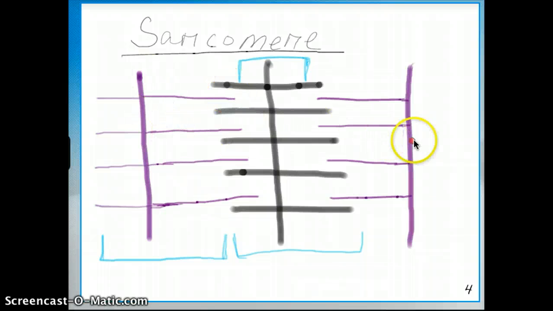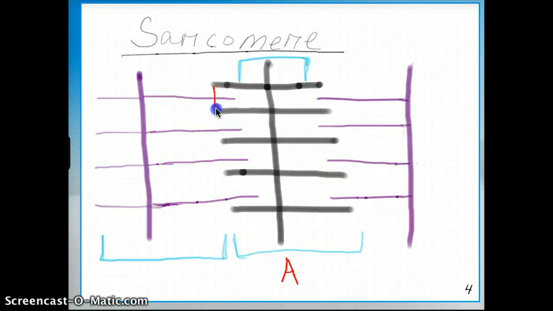So again, this is a more magnified version of a sarcomere. The black lines are the thick bands or the myosin bands. The purple lines are the thin bands or the actin bands. This is the A band. The A band consists of only the thick filaments. You see, even though there is overlap between the actin and the myosin, when we talk about the A band, we are only talking about how thick the thick band is. We don't care if there is overlap at all.